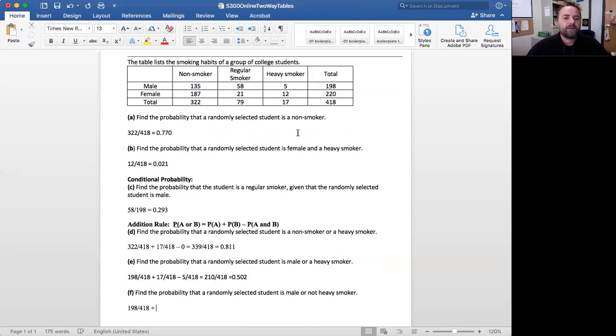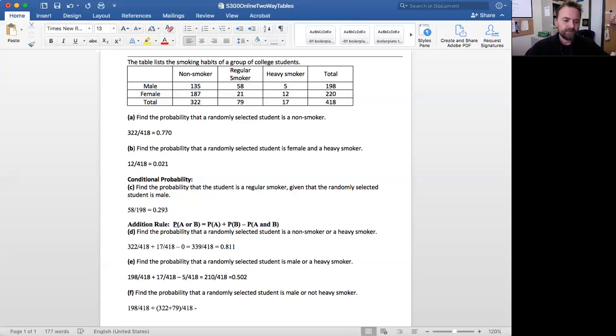Okay, gotta go to my table here. How many students are not heavy smokers? Well, there's 17 heavy smokers. So that would be this one or that one, right? Those two, 322 non-smokers and 79 regular smokers. So I got to add those together. Well, not kind of, but I do. 322 plus 79 over the 418.